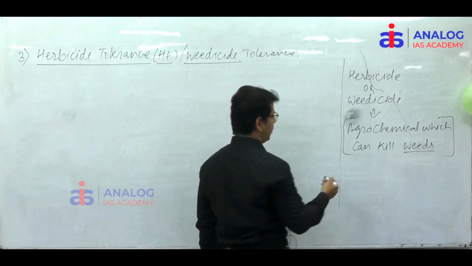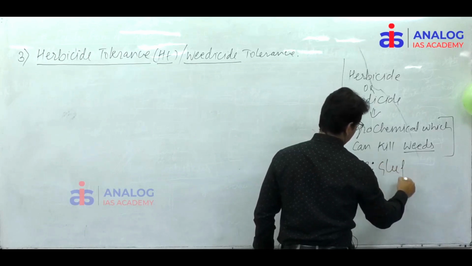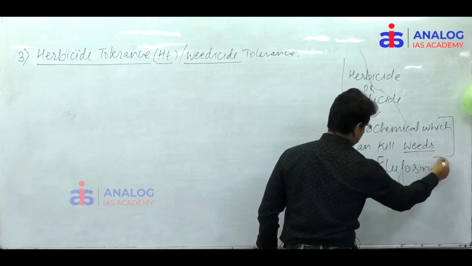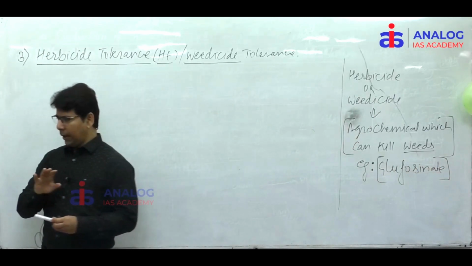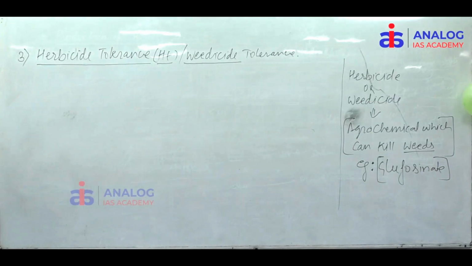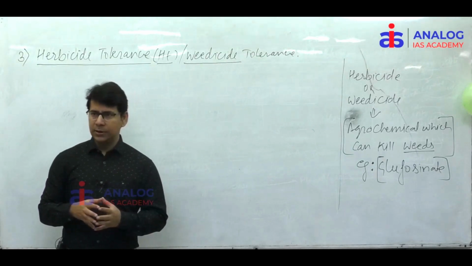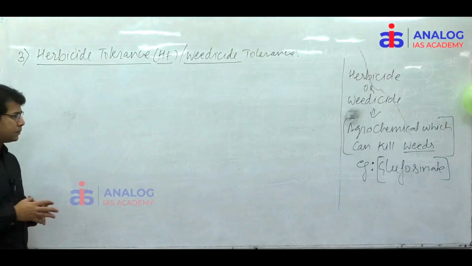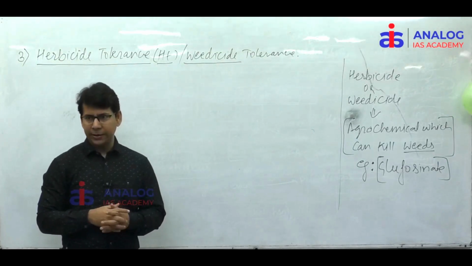And one of the most popular weedicides or herbicides in the world is glufosinate. Glufosinate is one such weedicide or herbicide which is being used at a very extensive level in the agriculture system because it can kill a wide spectrum of weeds in the crop field. So that is what we have been using, right? This will kill the weeds so that the plant growth can be maintained.